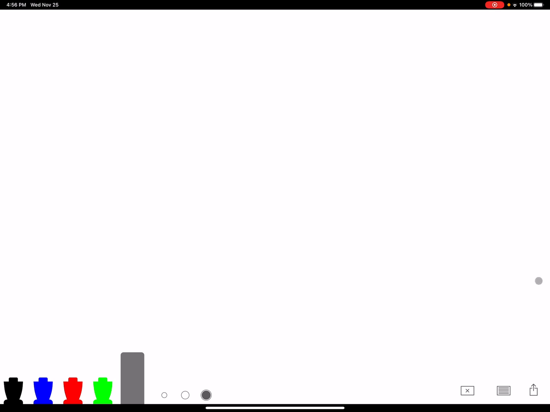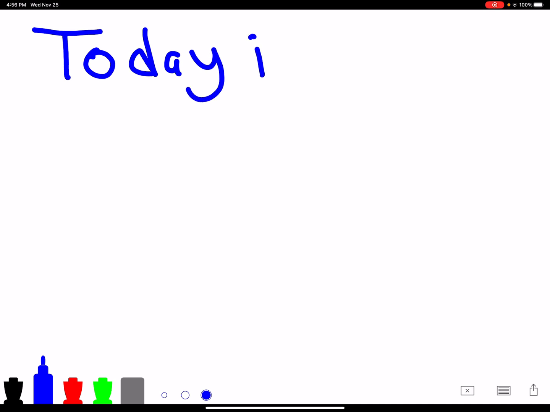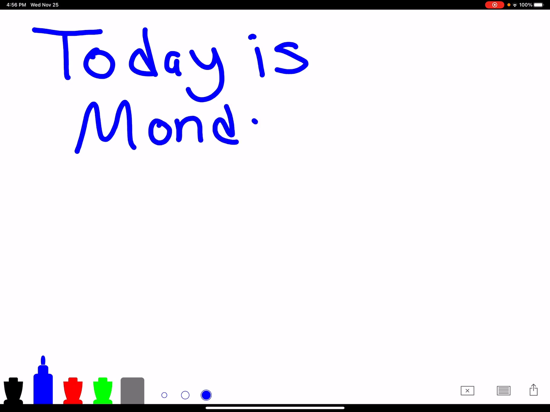Before we begin, let's discuss what day it is. If yesterday was Sunday, then what's going to be today? Today is going to be Monday. So that means tomorrow is going to be Tuesday. But today is Monday. And we've been working on how to write the number form of the day.